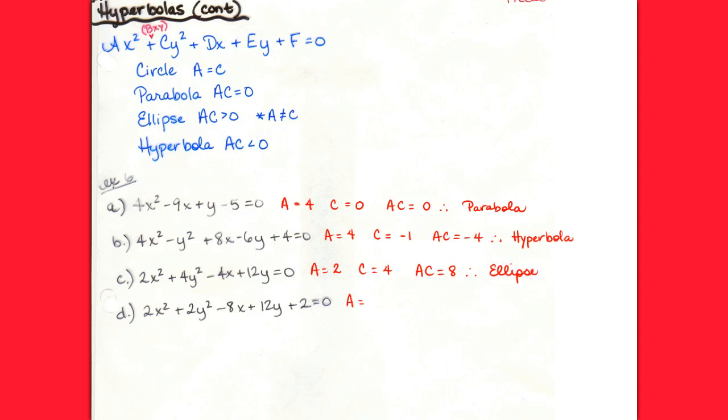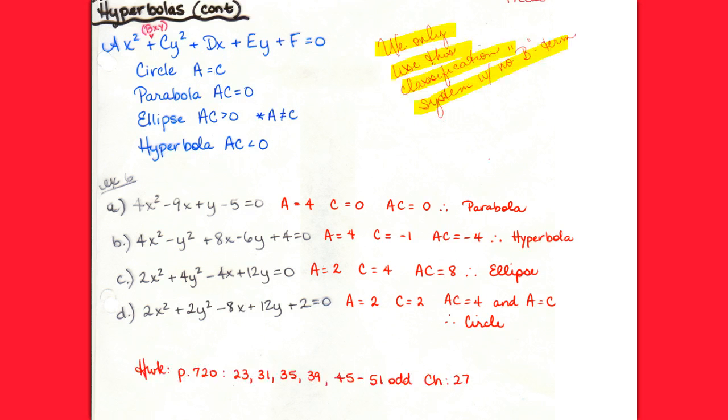And for the last one, what's A? 2. And what's C? 2. So what's this one? A circle, right? Because A does equal C. So even if you multiply it and you get a positive number, you'd be like, oh, hang on, A does equal C, and that would point you back up here to the circle if you overlooked it. Okay? So again, that'll help us know what we're working with, particularly in the next section.